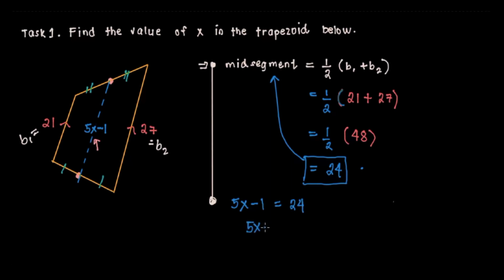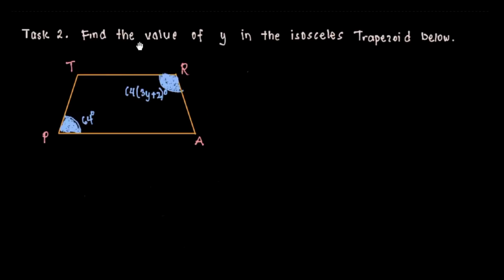Okay, so we have 5x equals 24 plus 1, that is 25. Then x will be 5. So the value of x in the mid-segment is 5. In the next task, we need to find the value of y in the isosceles trapezoid below.